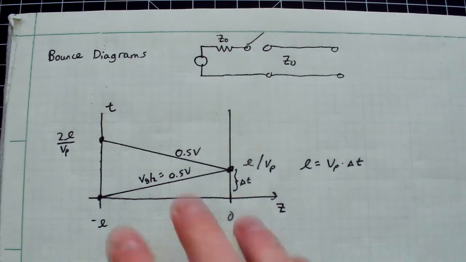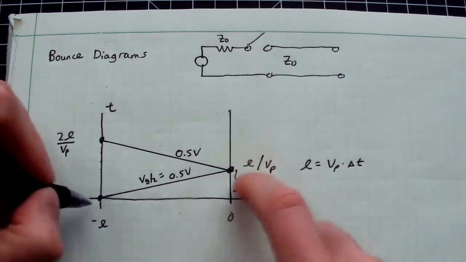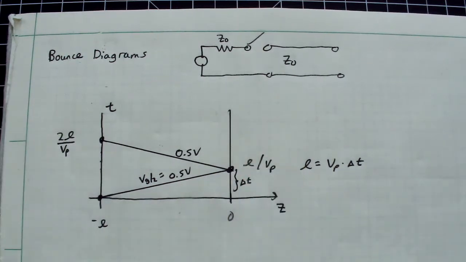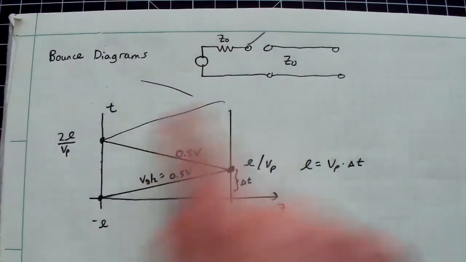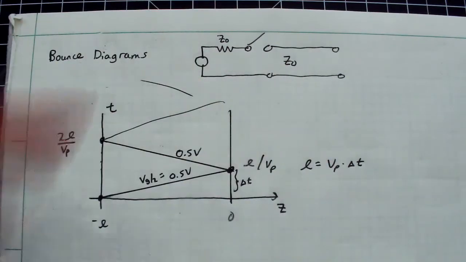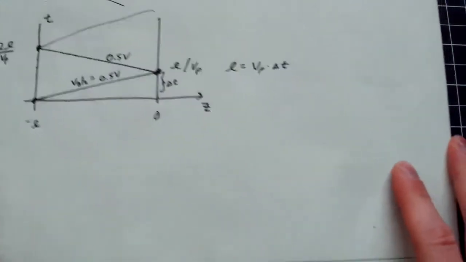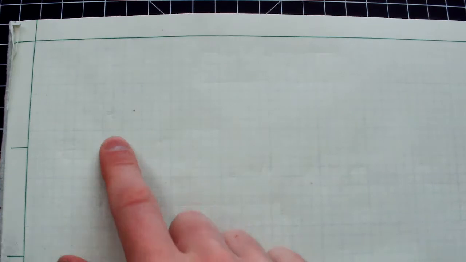And the real advantage of a bounce diagram is that if I start adding mismatches at both ends, you can imagine waves continually bouncing back and forth forever until they finally asymptotically approach some steady state solution. That is the beauty of the bounce diagram. So we're going to work through a special little case, straight from the book, to give you a sense of what the bounce diagram is doing.